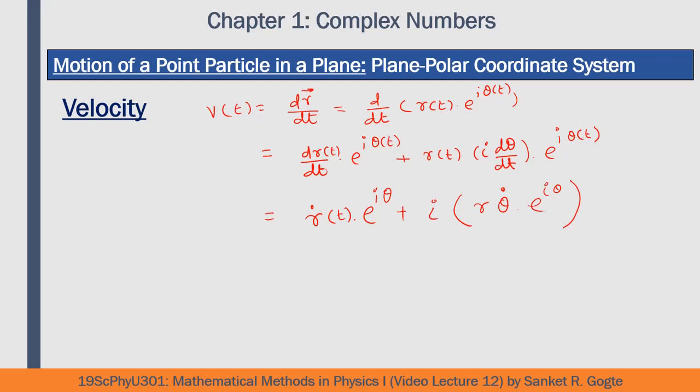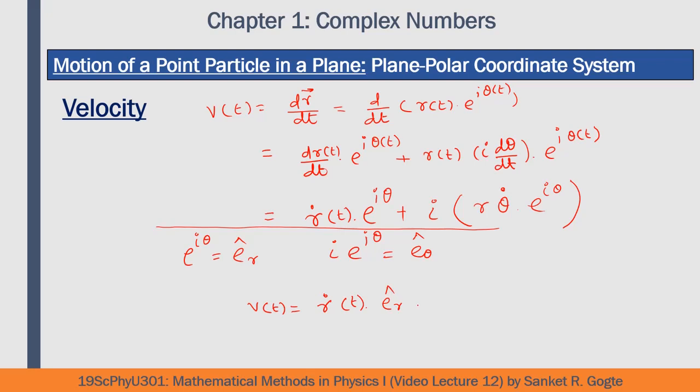Now in previous slides we have seen that e to the power i theta is the unit vector along the radial direction, and i into e to the power i theta is the tangential unit vector e_theta, and therefore velocity is r dot into e_r plus r into theta dot into e_theta. This is the radial component and this is the tangential component.